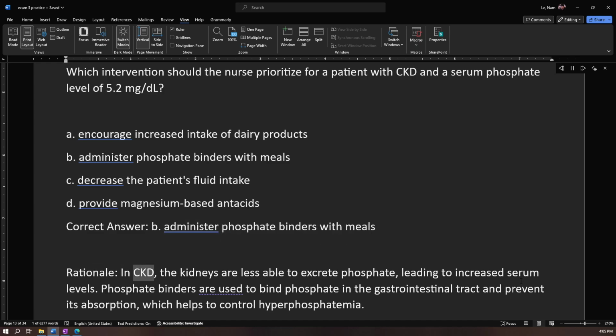Rationale: in CKD, the kidneys are less able to excrete phosphate, leading to increased serum levels. Phosphate binders are used to bind phosphate in the gastrointestinal tract and prevent its absorption, which helps to control hyperphosphatemia.